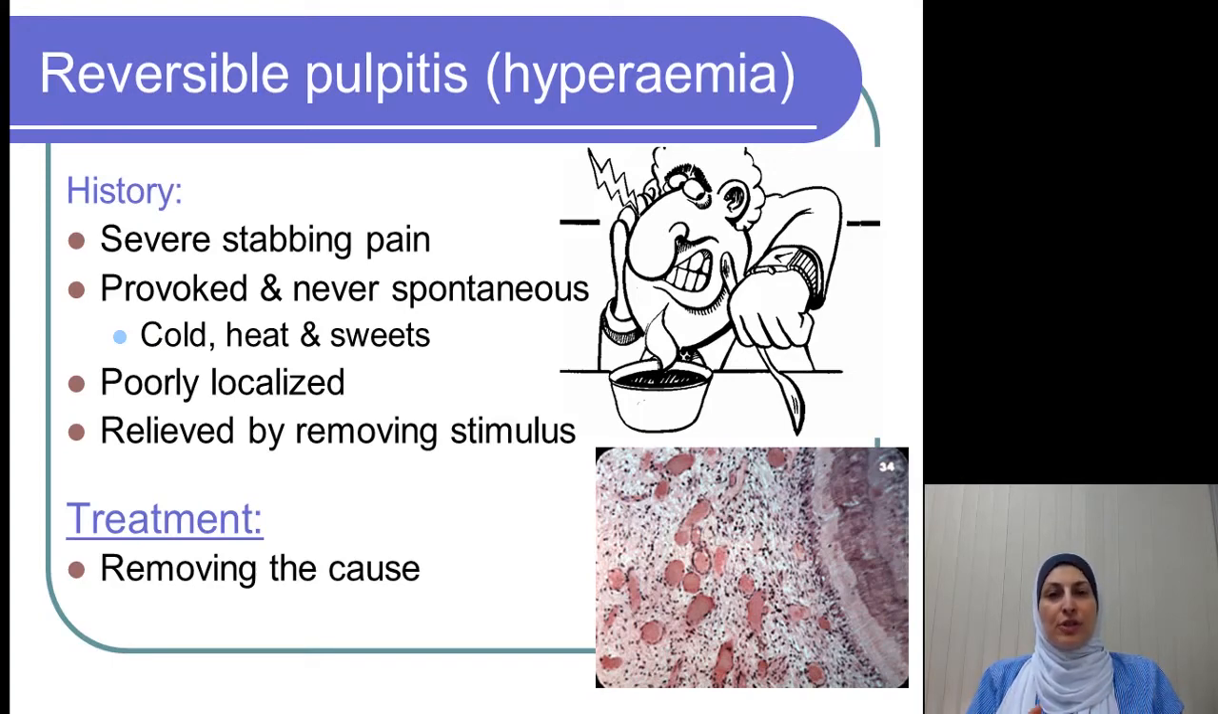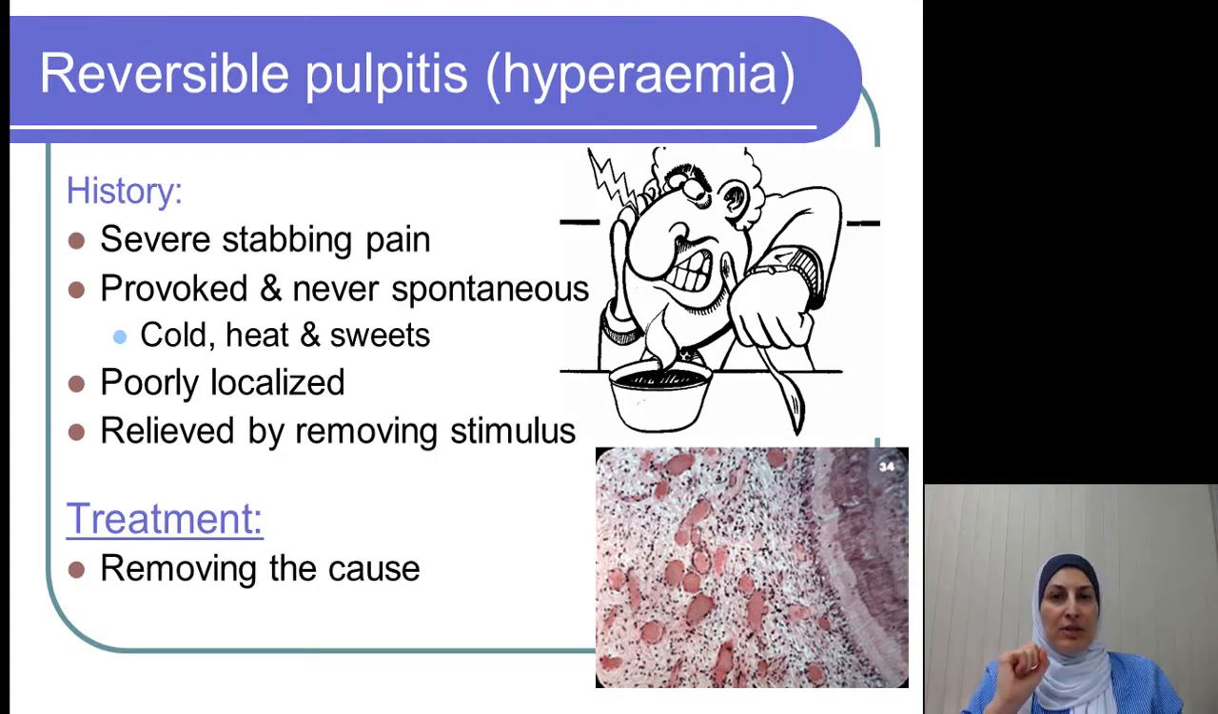This is why we call it reversible pulpitis, that we can reverse the condition back to normal if the stimulus or the irritant is removed. So how is this presented clinically? The patient usually comes to the clinic complaining of severe pain, very sharp pain, electric shock pain, stabbing pain. So all of these are descriptions the patient might use to describe to you the pain that he feels.